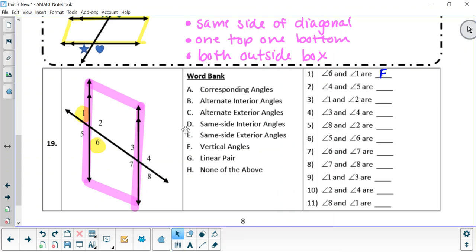Okay, so my next ones are 4 and 5. So here's 4 and 5. Okay, first thing I notice is both are outside of my box, so I'm dealing with an exterior angle possibly. One is at the top, one is at the bottom. Okay, and they're on different sides of the diagonal. So these are my alternate exteriors. C.